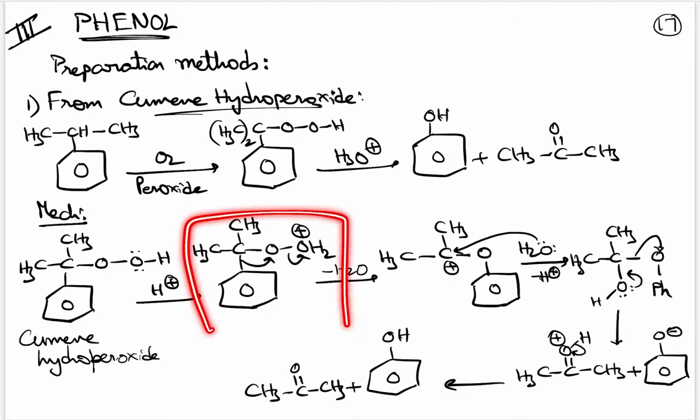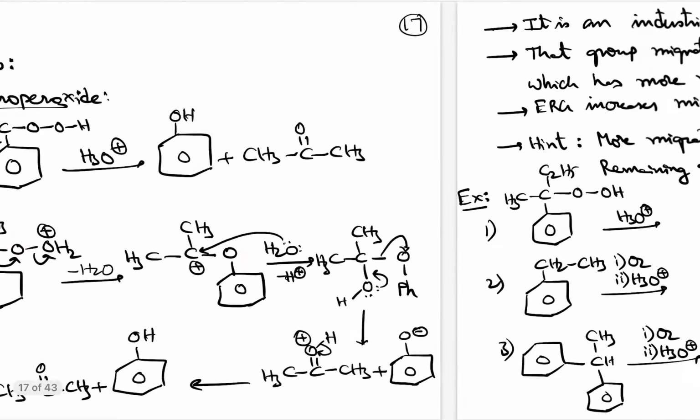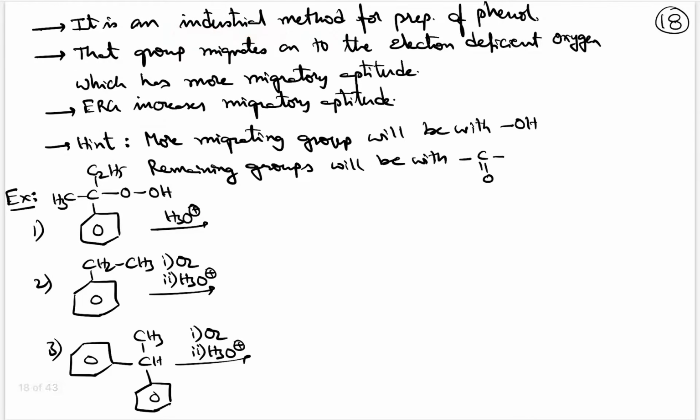This part is very important here. Which group will migrate onto the electron deficient oxygen? Okay. So this is an industrial method for the preparation of phenol, and the group that migrates onto the electron deficient oxygen is the one which has more migratory aptitude, and the general migratory aptitude we know is H greater than Ph greater than R. This is a general migratory aptitude.